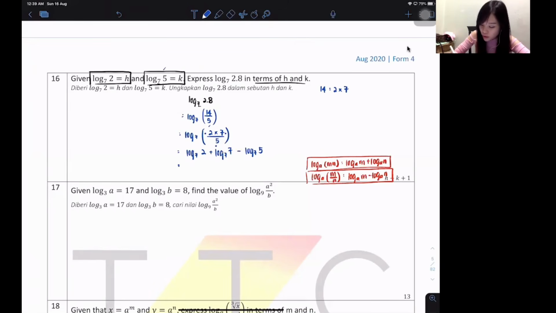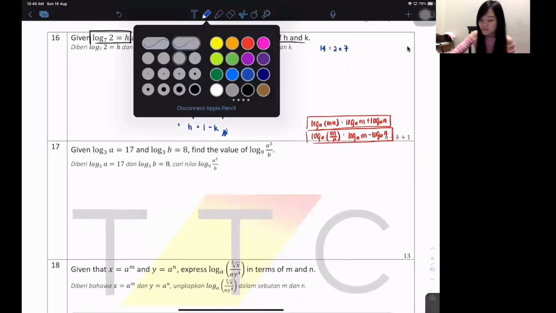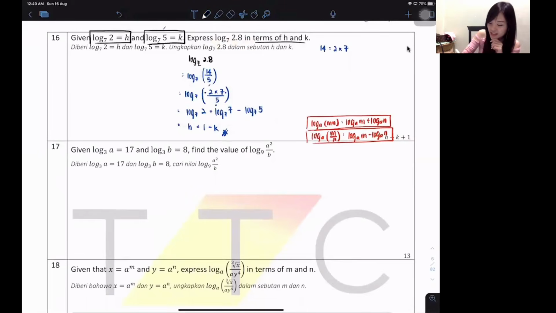So log 7 2, I look up, H. Log 7 7, 1. Minus log 7 5, K. Done. Easy, right? I hope you guys feel like it's quite easy. Seems like this chapter is not a problem. Okay, I don't know whether I help or not, but I hope I help.